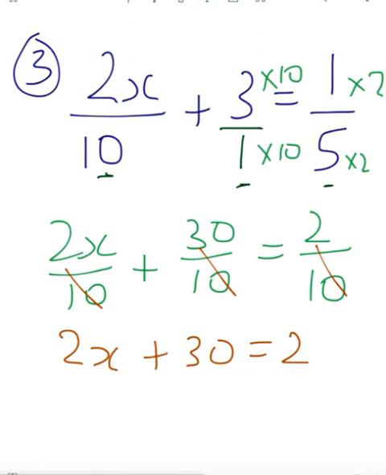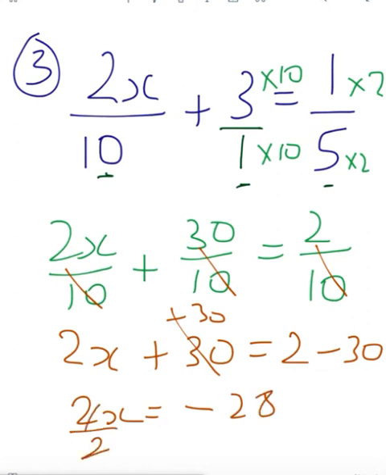And now to solve this, I minus 30. So I've got 2x equals 2 minus 30, which gives me negative 28. Divide by 2, and I'll squeeze it here. x will equal negative 14. And that should have been your final answer.